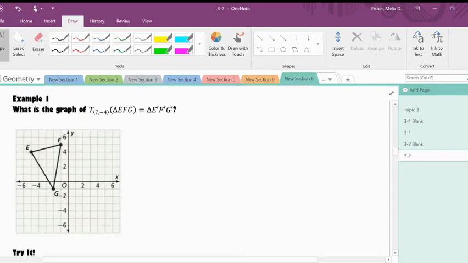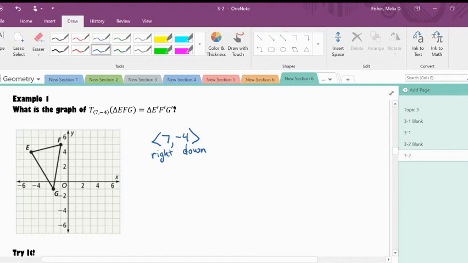The graph of the translation 7, -4 of triangle EFG, creating triangle E prime, F prime, G prime. So this means that we have that 7, -4. So this is positive, so we will go right 7, and this is negative, so we will go down 4. So the first one tells us left or right, and the second one tells us up or down.